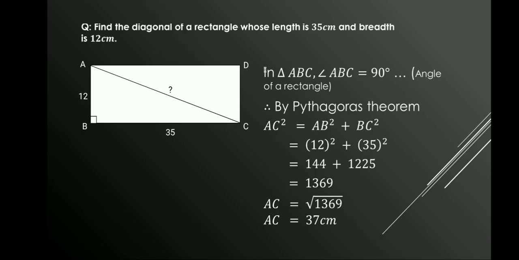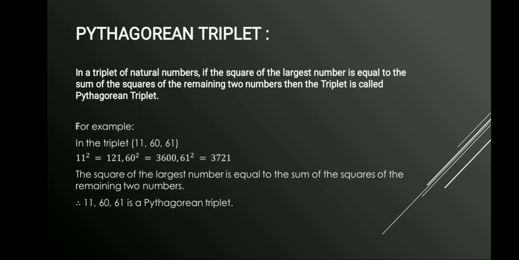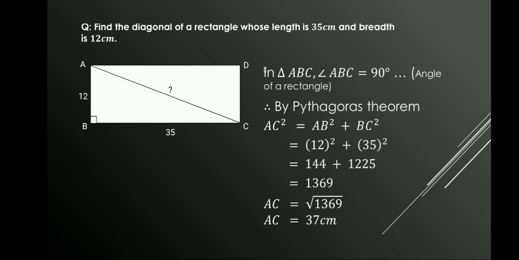Now we have to find the diagonal of the rectangle, that is only AC. So to find AC, we have to remove the square of AC. To remove the square of AC, we have to take the square root on both sides. If we take the square root on both sides, the square of AC will be removed and the square root of 1369 is 37 centimeter. Therefore AC equals 37 centimeter. Therefore the diagonal of the rectangle is 37 centimeter.